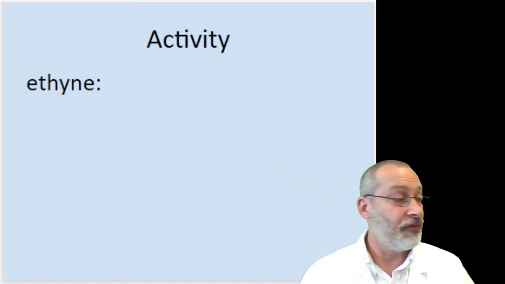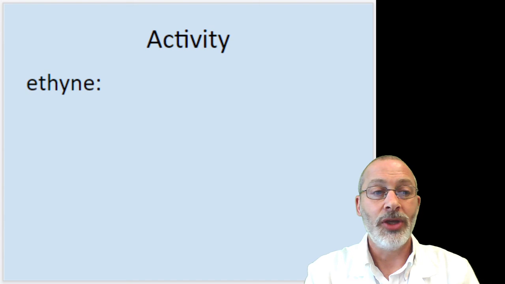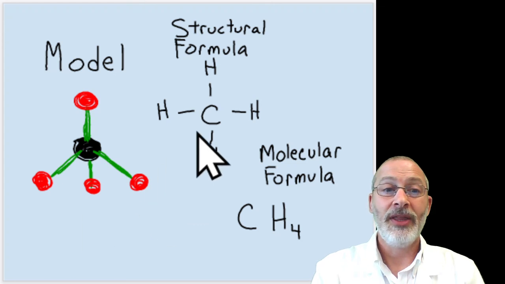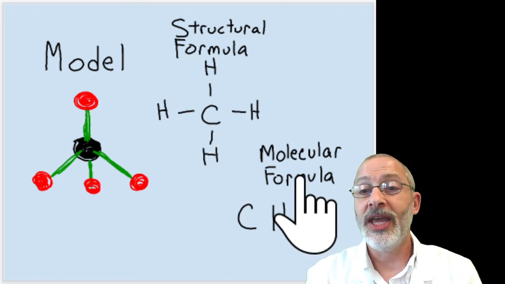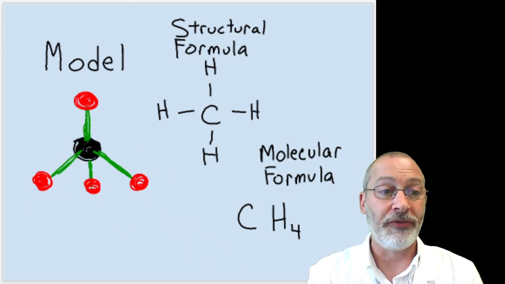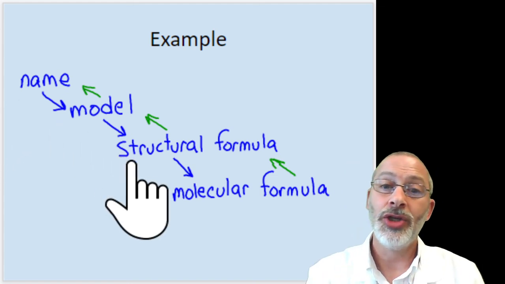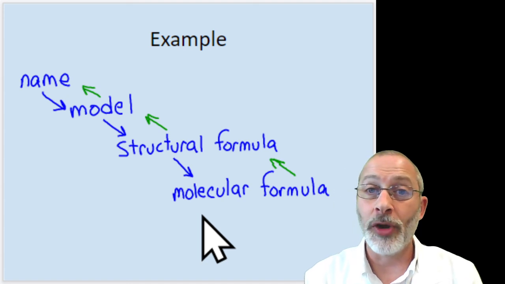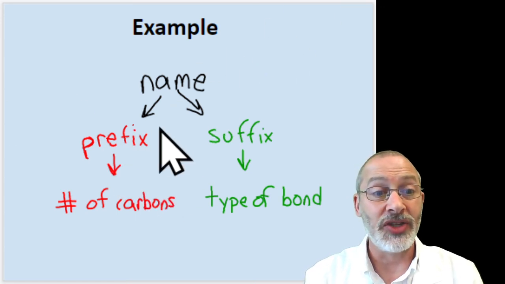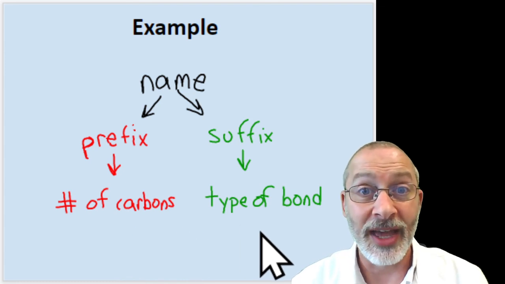Excellent. So you've had some good practice here today, taking names, using those names to create models, then draw structural formulas, and from that, write molecular formulas. I want you to remember the flow chart that we went over. When given a name, create a model, draw the structural, then the molecular formulas, and be able to go back and forth. The only way to do that effectively is to know the prefixes and the suffixes and what kind of information that tells you.